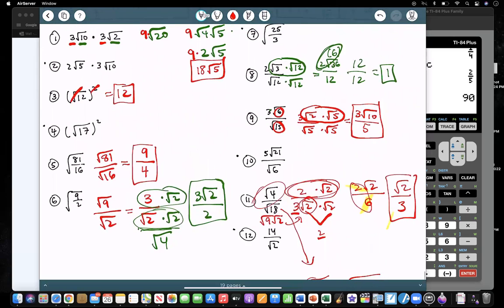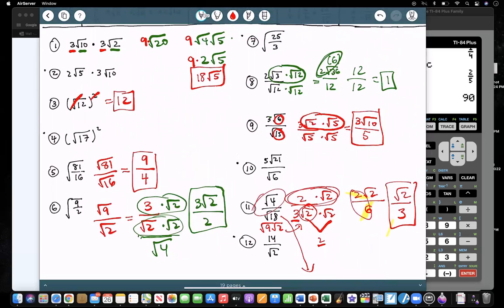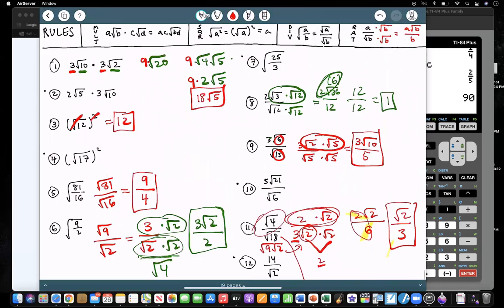So those are 12. Hopefully that was good practice. Hopefully you were able to follow along, get more comfortable with this. And we'll be practicing while we're doing our geometry topics with this as well. So we'll get that additional practice. So hopefully we're more comfortable with this now.